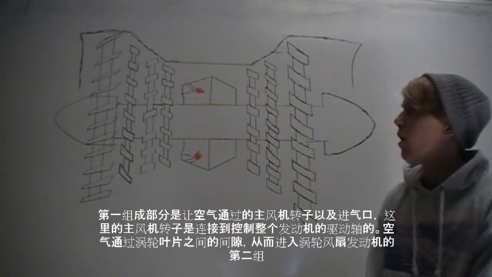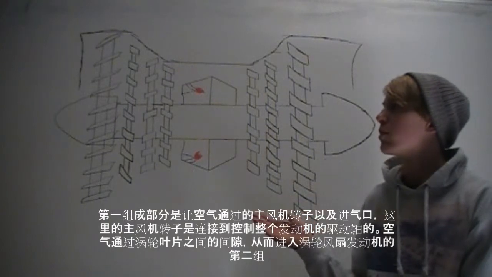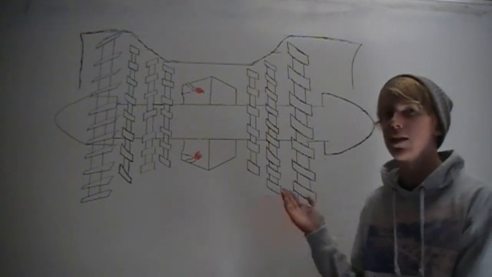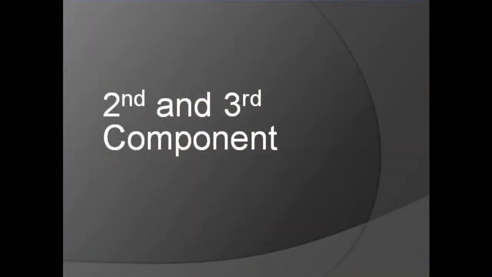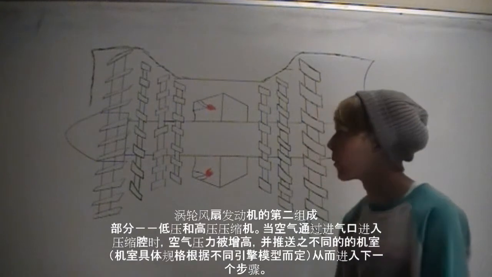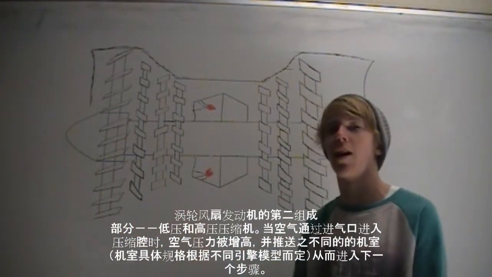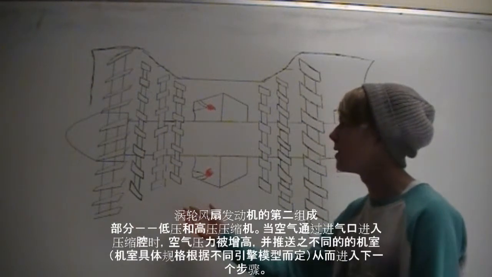The fan is connected to a driving shaft, which runs through the whole engine. Air passes through the gaps between the turbine blades and into the second component, the low and high pressure compressors. When air passes through the main inlet and enters the compression chambers, the air is compressed higher and pushed through the numerous chambers into the next mechanism.